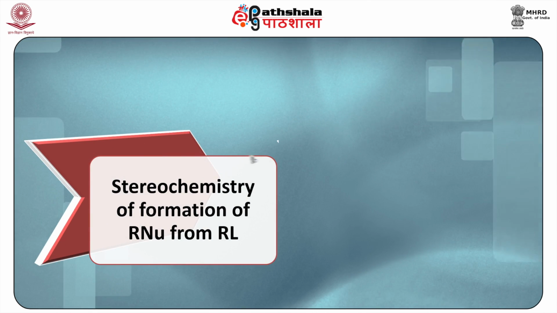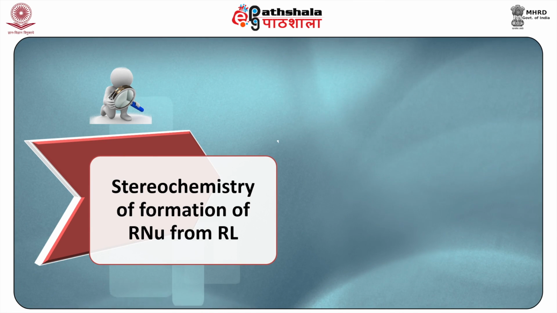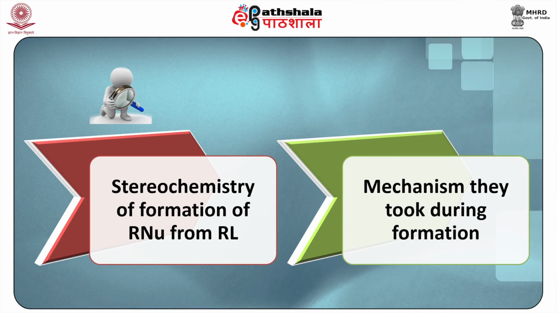Now L being the leaving group, it can be any leaving group, like bromide or iodide or sulfide or any other, and the nucleophile can be either negatively charged as shown here, or it can be a neutral species which is electron rich. Now the stereochemistry of formation of this R-Nu, that is the nucleophile attached to this R group from RL, depends on the mechanism taken during its formation. The reaction may proceed either by SN1 mechanism or SN2 mechanism based on the type of the reactions involved.